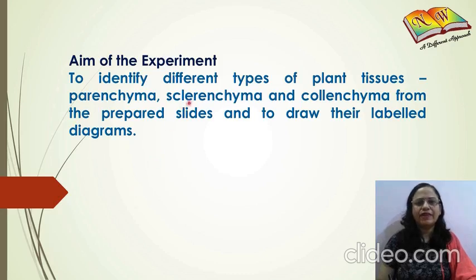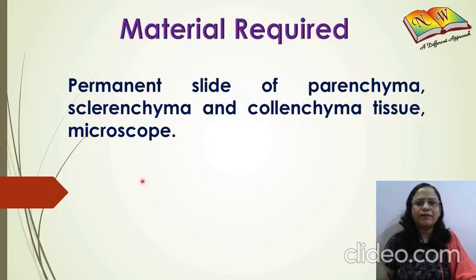In this experiment, we will identify different types of plant tissues, parenchyma, sclerenchyma, and collenchyma, with the help of prepared slides, and we will draw their labeled diagrams in the practical file. The material required for this experiment is permanent slides of parenchyma, sclerenchyma, and collenchyma tissues and a microscope.